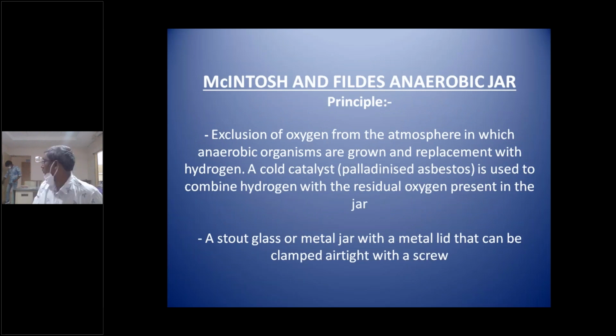Next. The next spotter is the McIntosh and Fildes anaerobic jar. It is a separate jar, called the McIntosh and Fildes anaerobic jar. This jar is useful for the detection of the growth of anaerobic bacteria. Aerobic bacteria usually take oxygen and grow. But in the case of anaerobic bacteria, they grow in the absence of oxygen. Those bacteria which grow in the absence of oxygen are called anaerobic bacteria.